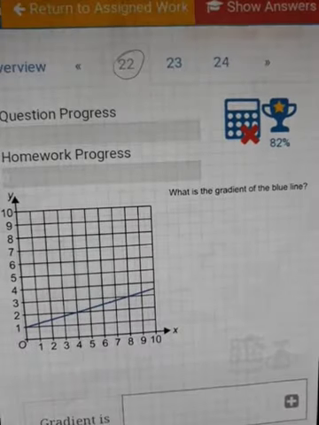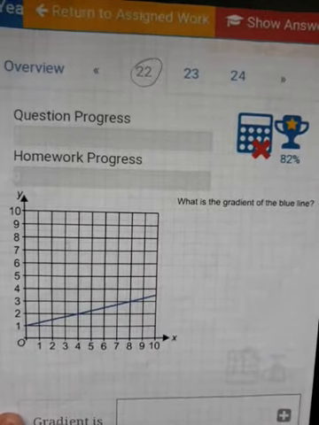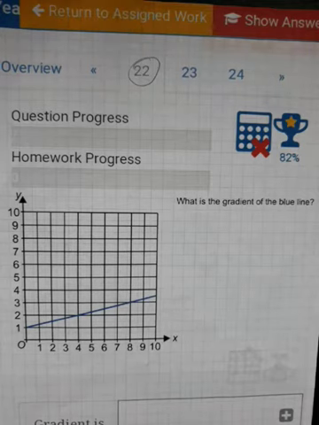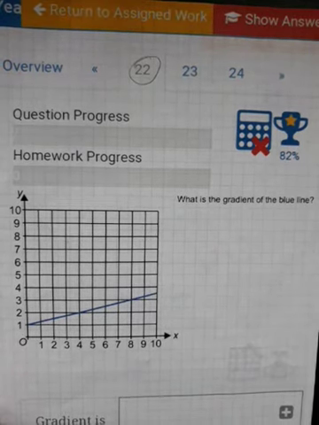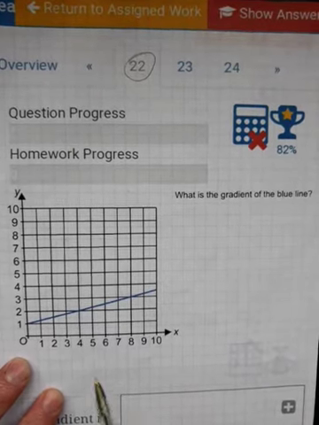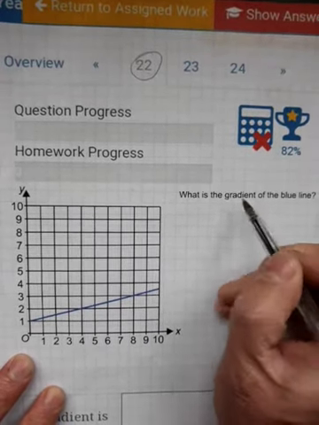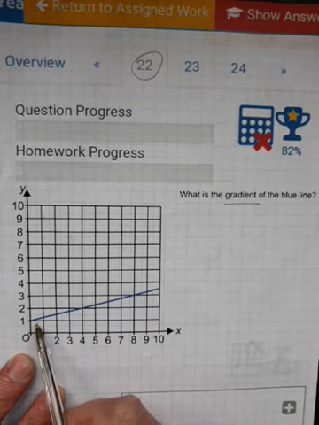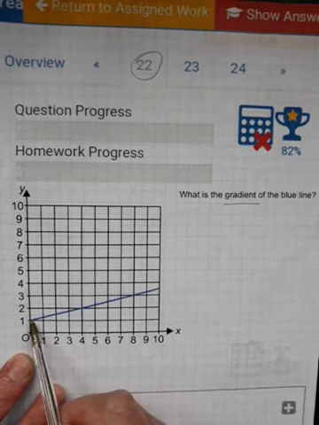Well, we've talked about gradient in previous clips. If you've looked at previous questions, I'm talking about question 20, if you watch that clip, you would see that I've already given some feedback on that, but just quickly revise this. Okay, to find the gradient, it means the steepness of the line. We look at how far the line travels for every 1 unit we go horizontally.